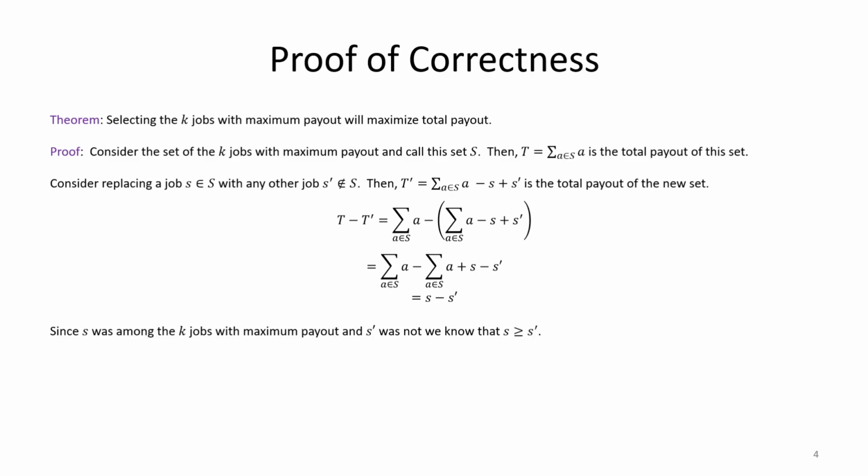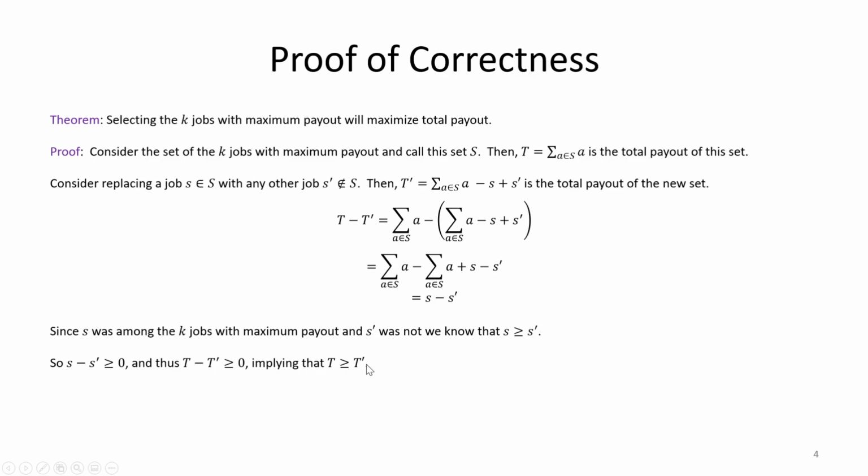The next bit of the proof is basically applying that same reasoning. We're saying s was among the k jobs with maximum payout, but s prime was not, so we know that s must be greater than or equal to s prime. What does that tell us? Then if s is greater than or equal to s prime, s minus s prime must be positive. And since t minus t prime is equal to s minus s prime, t minus t prime must be positive. It's very simple algebra. We can just add t prime to each side to see that t then must be greater than or equal to t prime.